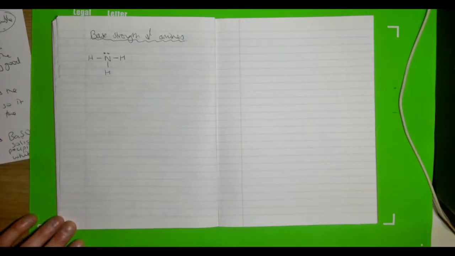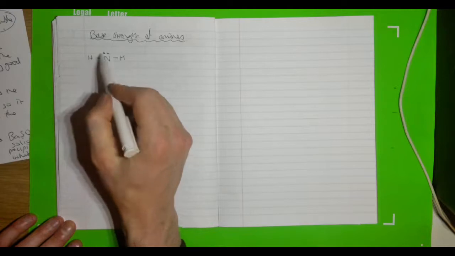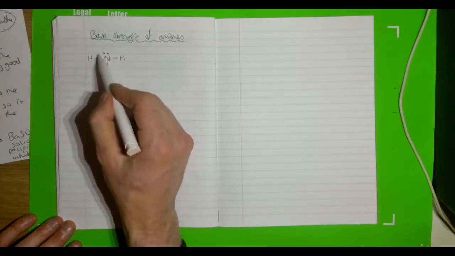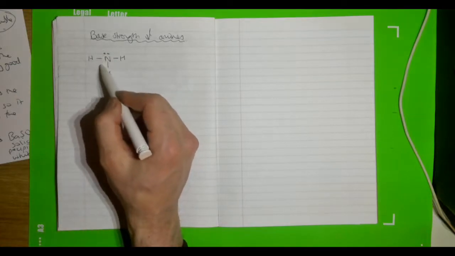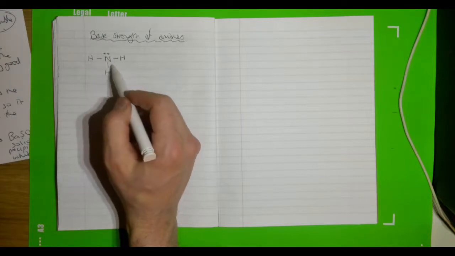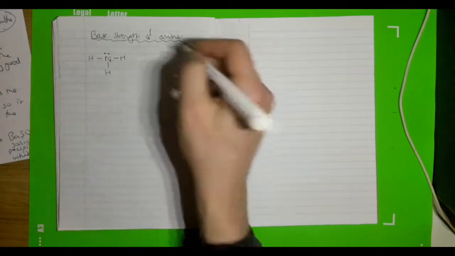So there we've got ammonia, and that can act as a base because that lone pair of electrons can react with an H+. So the more readily those lone pair of electrons can be donated gives an indication of the strength of the base.